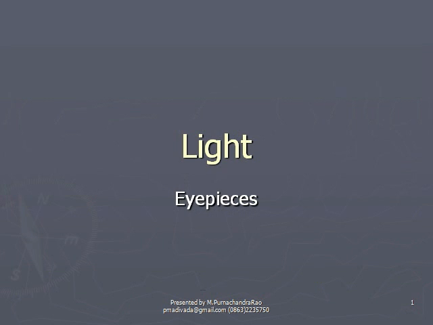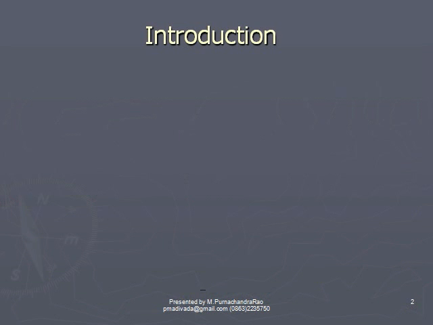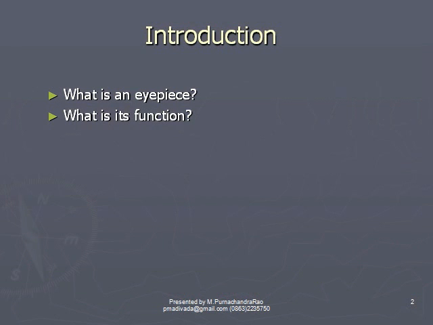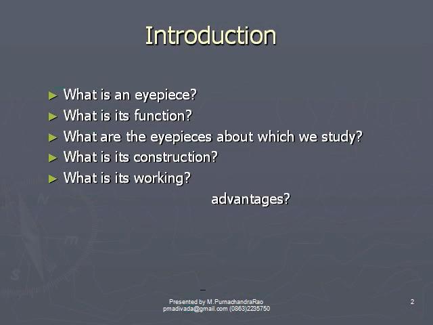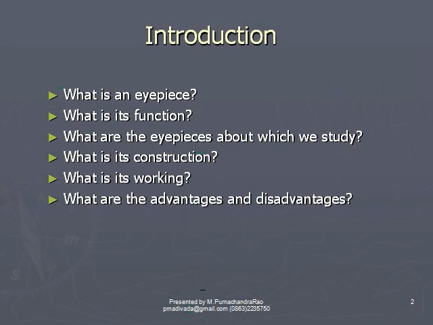In the chapter Light, now we study about eyepieces. What is an eyepiece? What is its function? What are the eyepieces about which we are going to study? What is its construction? What is the construction of each? What is the working of each? What are the advantages and disadvantages with each of the eyepieces?